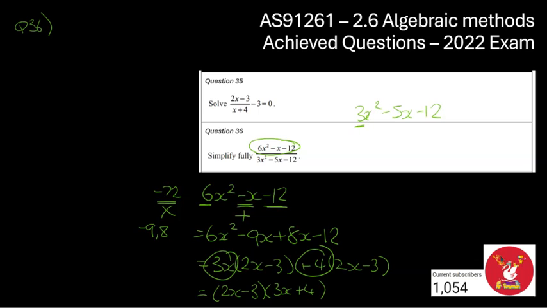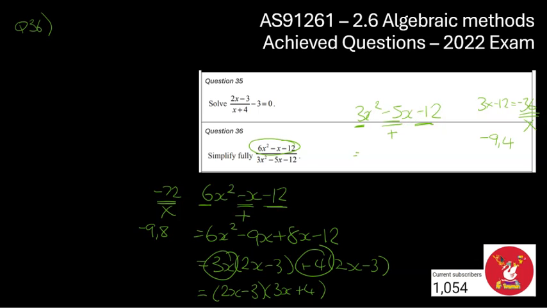I'm going to start by multiplying the 3 and the negative 12 together. So 3 times negative 12, that's negative 36. So I now need to think what multiplies to negative 36 but adds together to get negative 5. And hopefully you're thinking negative 9 and positive 4. And I'm going to split this negative 5x up into negative 9x and positive 4x.